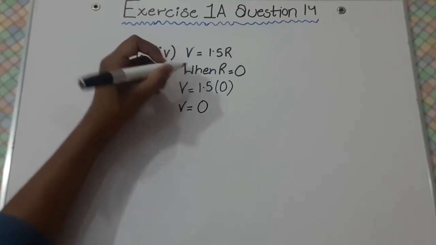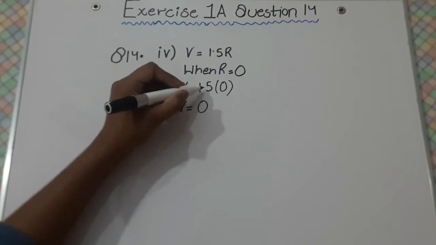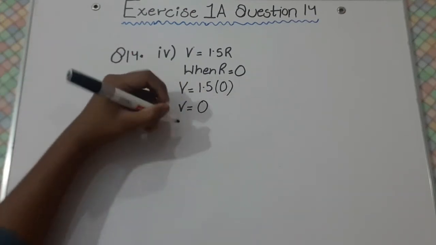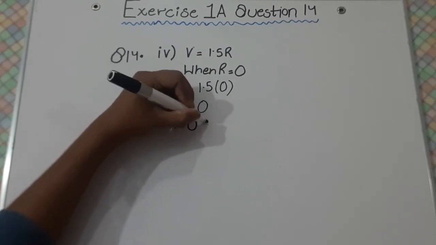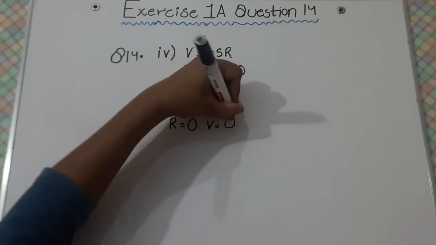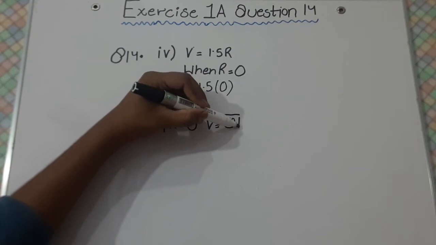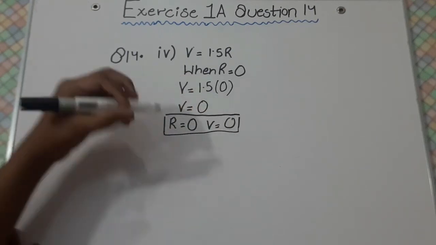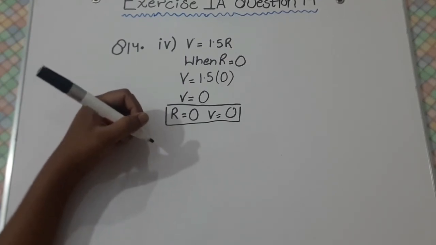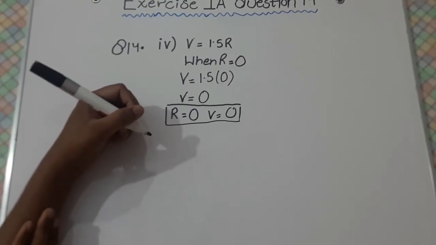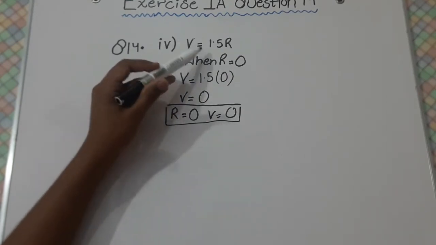So I said that r is 0. So what would be v? V is 0 because 1.5 multiplied by 0 is 0. So when r equals 0, v equals 0. This is our first coordinate for this question. Now at least we should plot 2 points in the graph. So let's estimate another number using the same formula, V equals 1.5 r.